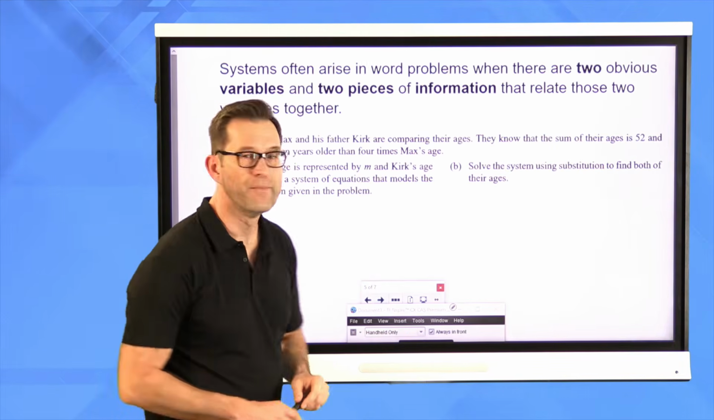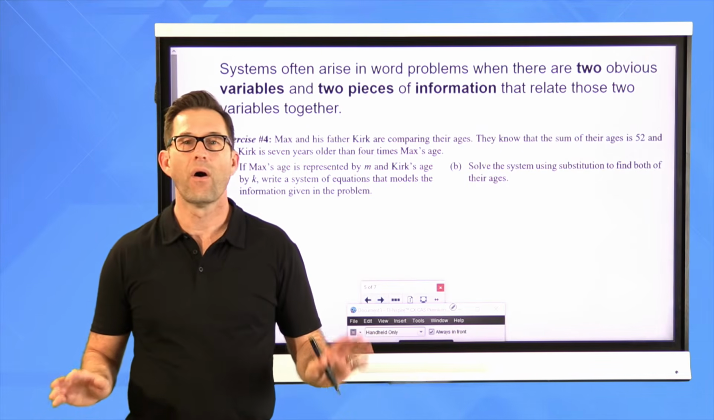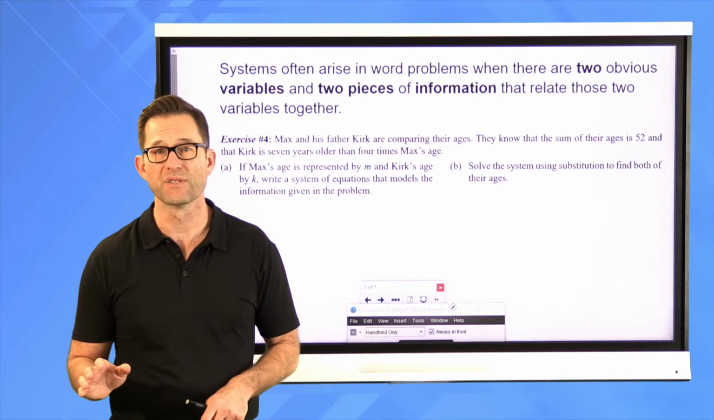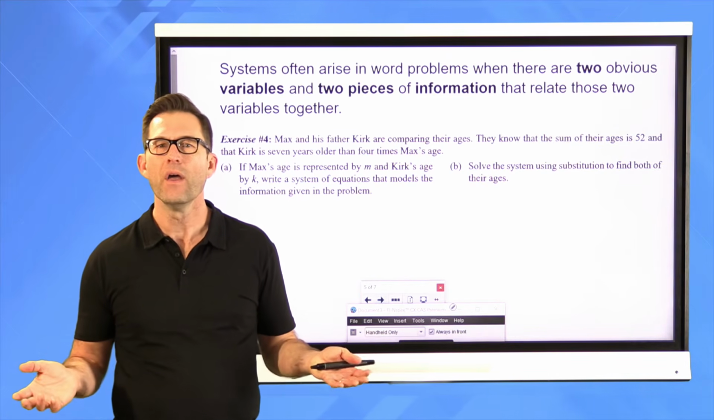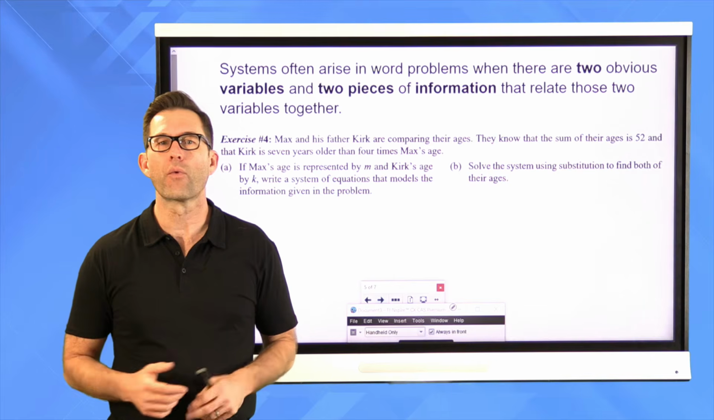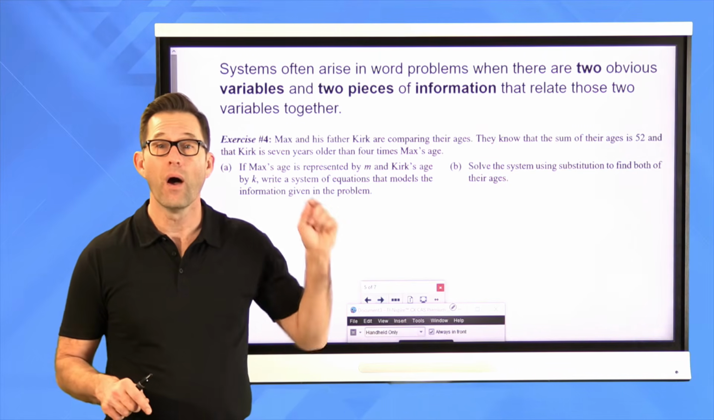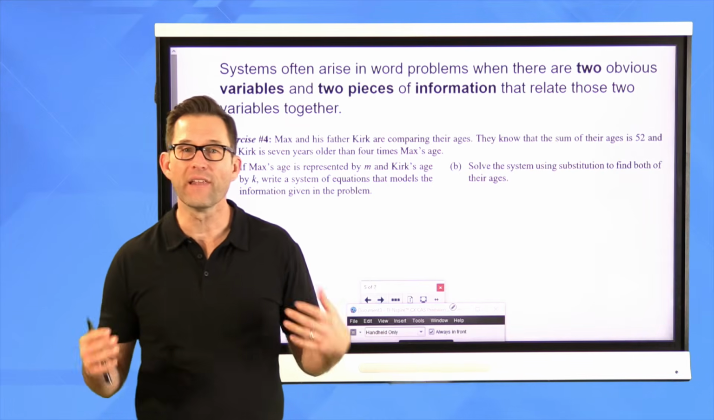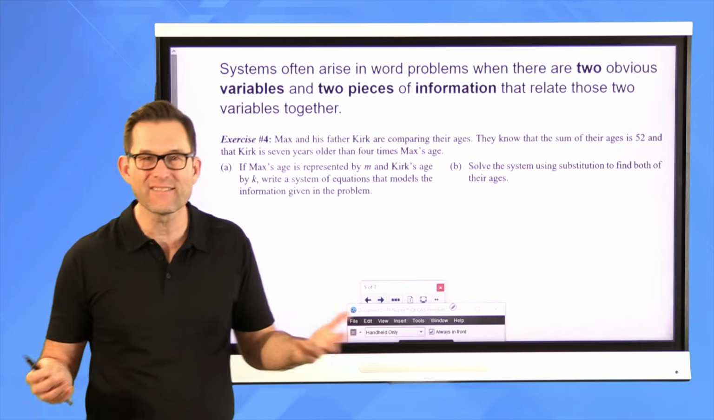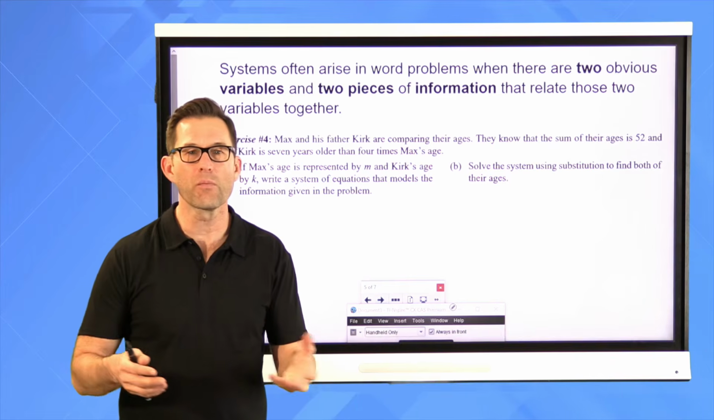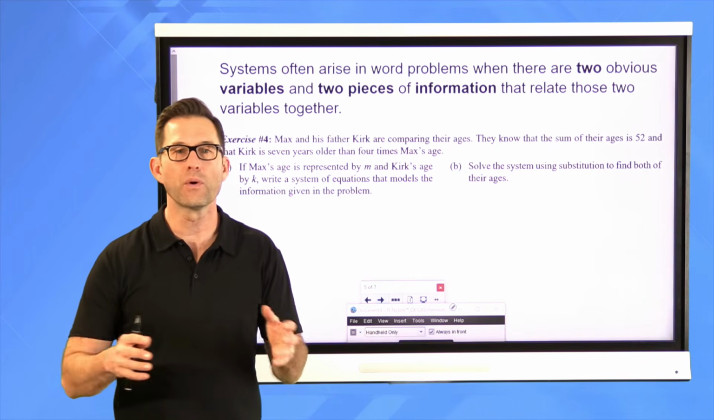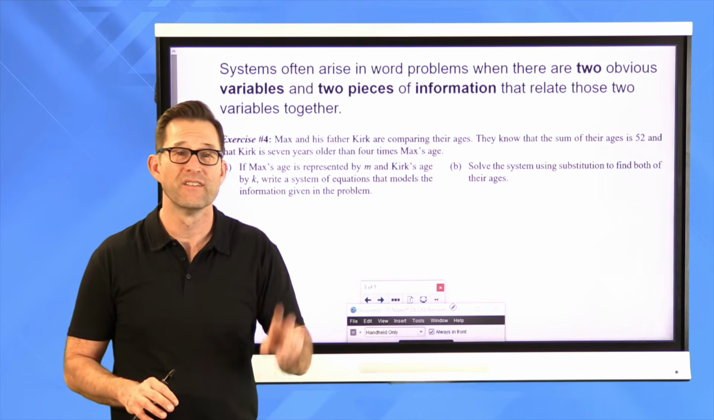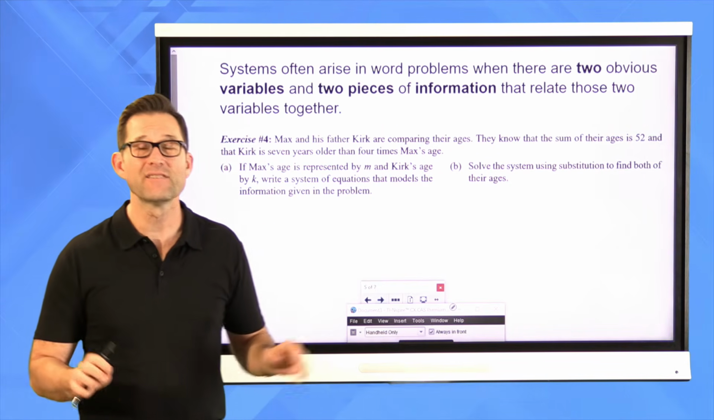let's keep going. Now, systems often arise in word problems, and we'll spend a couple lessons just working on word problems with systems, but we can do a little bit of it now. They often will arise in word problems when there are two obvious variables and two pieces of information that relate those two variables together, right? It makes sense, right? A system is two or more variables along with two or more equations. In this class, a system will always be two variables, two equations. That's it. Let's take a look at exercise number 4.